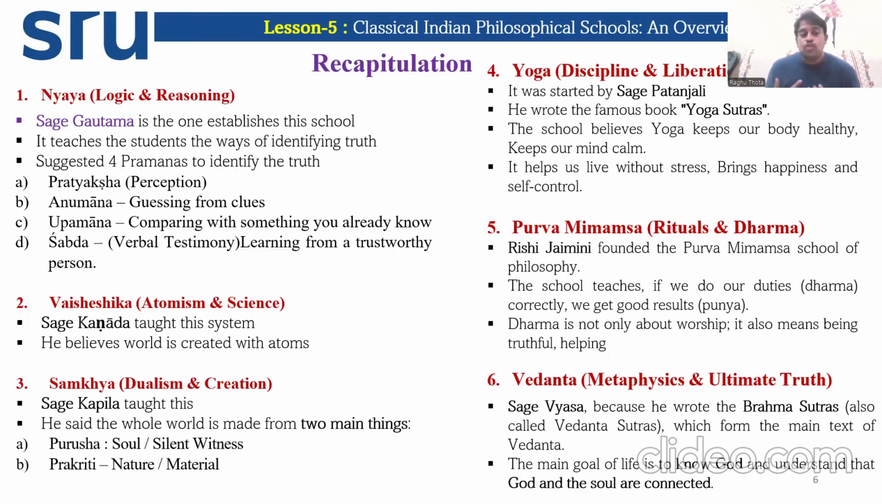For example, the body is a material, which is temporary. But it has no value without the soul. Similarly, the soul has no value without the body. So whenever we have Purusha and Prakriti together, this is the universe. And both depend on each other. It is a dualism, which was proposed by Kapila.